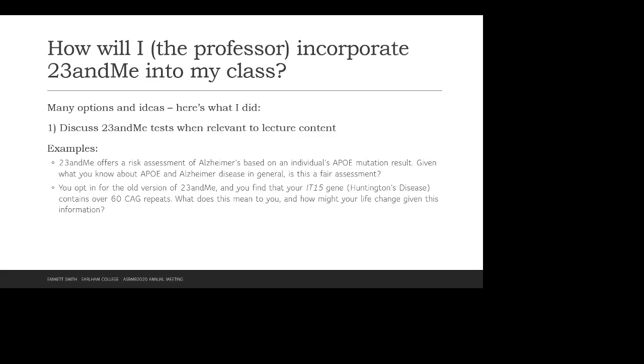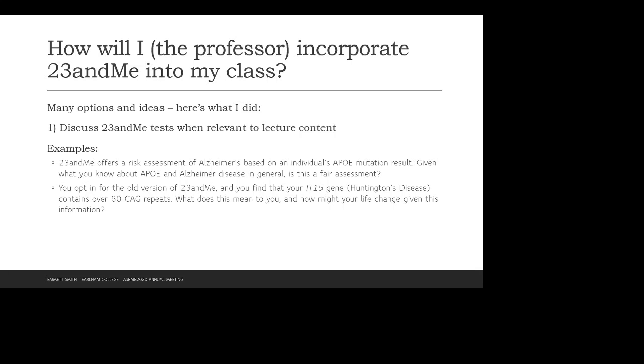So some examples here, when we talk about Alzheimer's disease, 23andMe offers a risk assessment of Alzheimer's based on your ApoE mutation. So given now what you know about that gene and its effects on Alzheimer's disease, is this risk assessment fair? And we can go through and talk about how 23andMe looks at the data now that we know what ApoE is doing, all the different variants, the effects on men and women that are different, and so on. So that usually is an interesting discussion for students to start thinking about, and then if I go to my test and opt in, then I know what 23andMe is doing in the background, right?